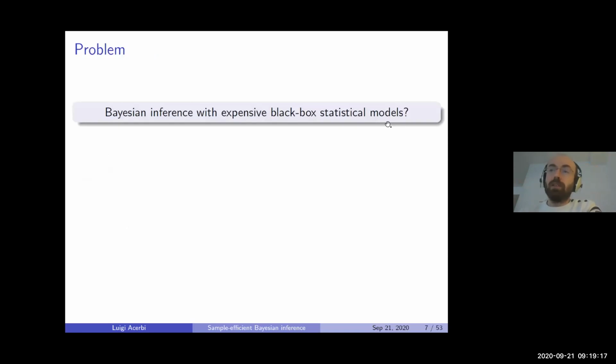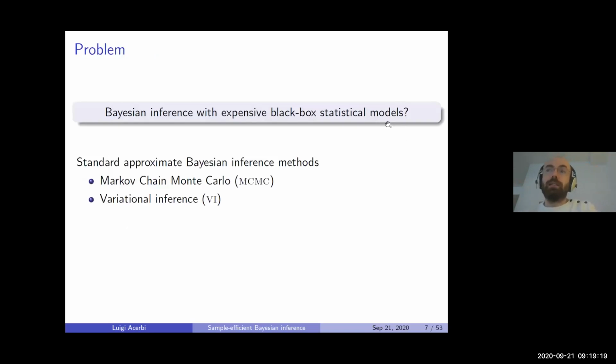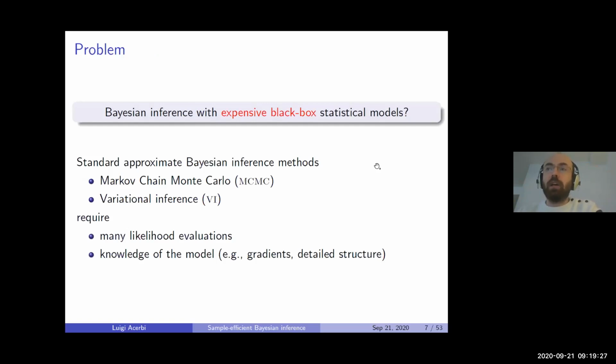So okay, well, that's our goal. How do we do it? There are, of course, a lot of methods to do Bayesian inference and approximate Bayesian inference, such as MCMC and variational inference. But the problem with most of these methods is that they require a lot of function evaluations, of likelihood evaluations, of the order of thousands, sometimes hundreds of thousands. Or, if they're more efficient, it's because they have more knowledge of the model. So maybe you have the gradients that help you.